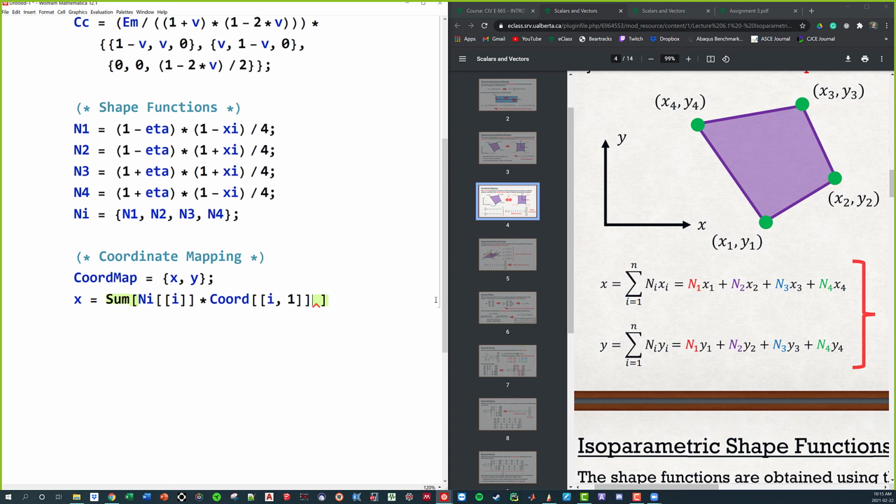Now, I want to take this summation. We're doing it over I equals 1 to n. So if I come over here, we know we're going from I equal to 1 all the way until n. Now what is n in my 4-node element? What do you guys think? What is going to be n in our 4-node element?